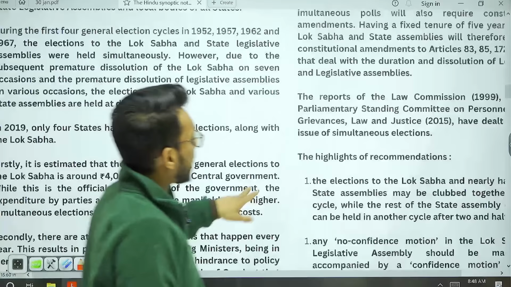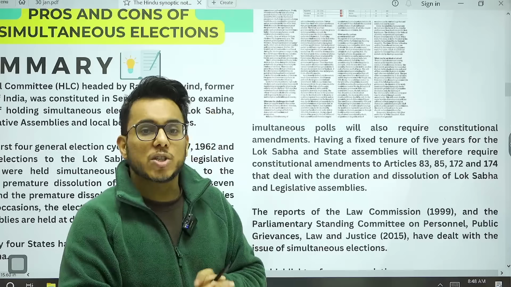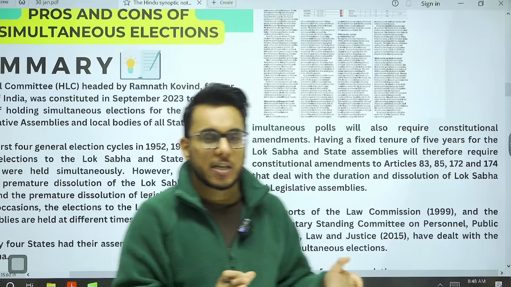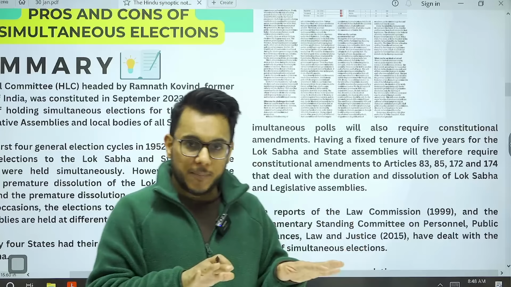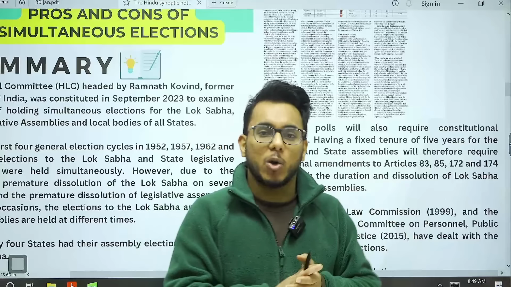Then, the next thing that comes here is that if we need to bring simultaneous elections, then we need to bring certain constitutional changes. Now, when we talk about the Constitutional Amendment Act, as per the Constitution of India, Lok Sabha as well as state legislative assemblies have a fixed tenure of 5 years. However, they can be dissolved prematurely if the government loses the confidence of the house. Also, if President's rule under Article 356 is imposed in a state, then the government of that particular state can be taken over.